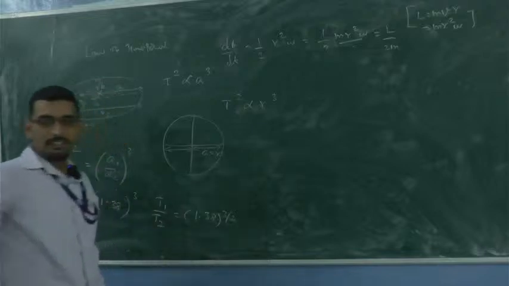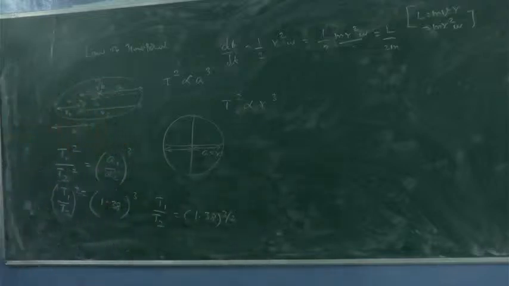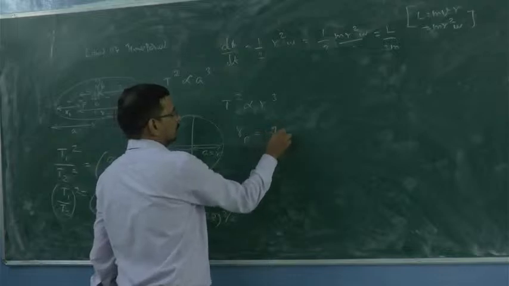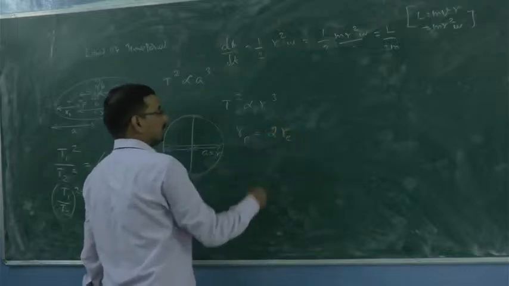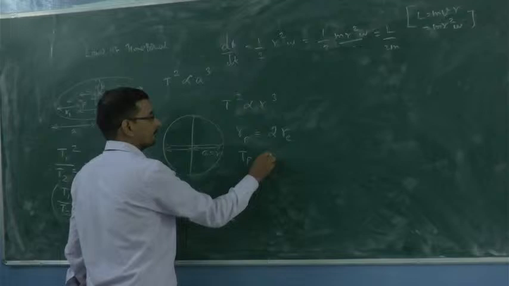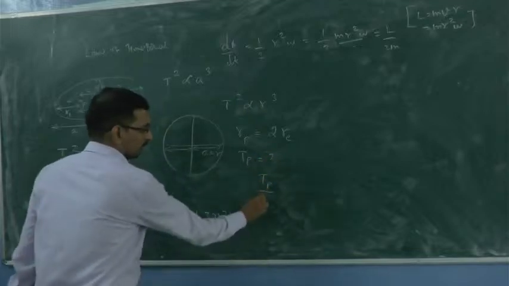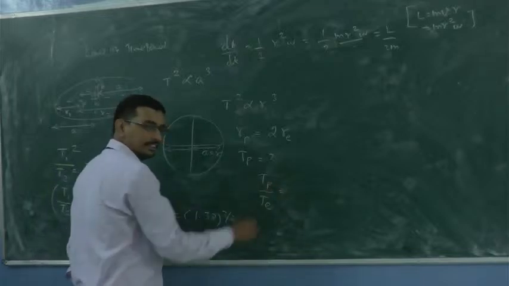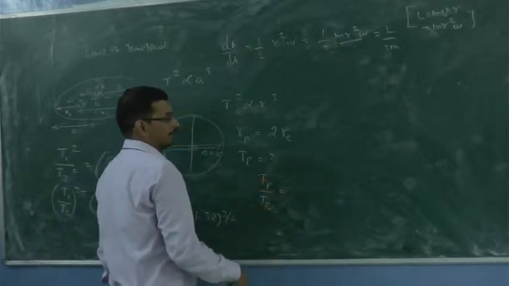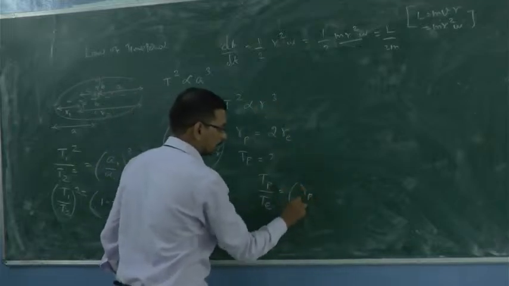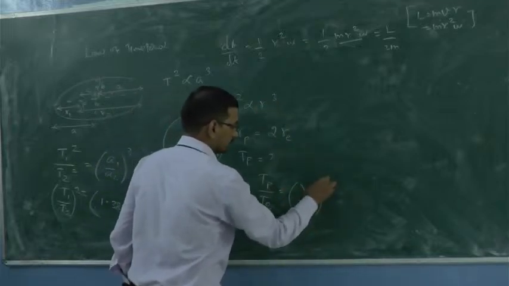Okay, what they have given? என்ன கொடுத்திருக்காங்க? The radius of the orbit of a particular planet is 2 times the radius of the orbit of Earth. Then the time period of the planet. So again we can say TP. What is TP? Time period for planet. What is T? Time period for Earth. So what relation can we bring here? T is proportional to R power 3 by 2. So TP by TE is RP by RE whole power 3 by 2.